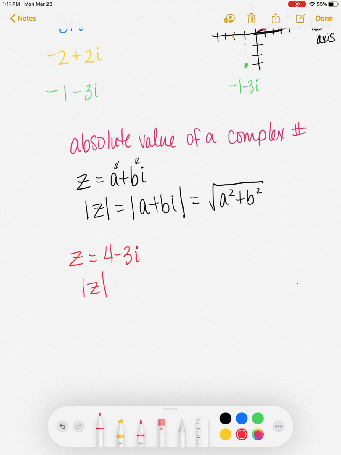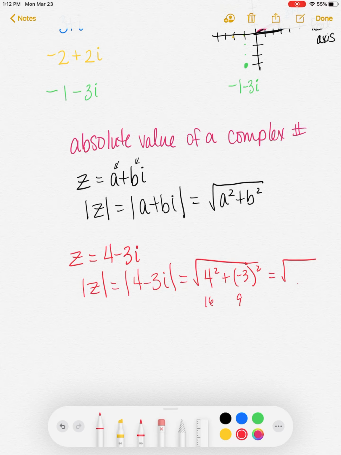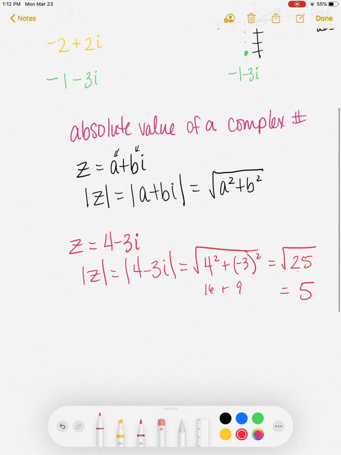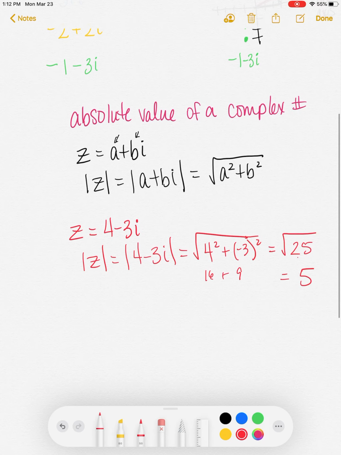So I'm going to say the absolute value of z, the absolute value of 4 minus 3i, is going to be equal to the square root of my a. My a is 4 squared. My b is technically negative, so we're going to say negative 3 squared, but we know what's going to happen when we square that negative. It's going to become a positive always. So this is 16 and 9 will be 25. So the square root of 25 gives me 5. So the distance from 0, or the absolute value of z, is 5.